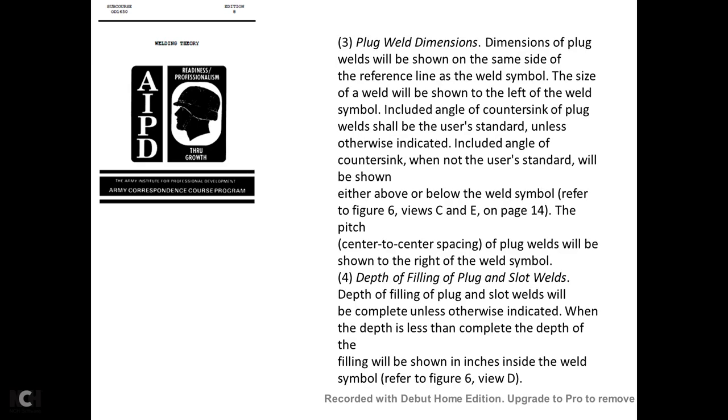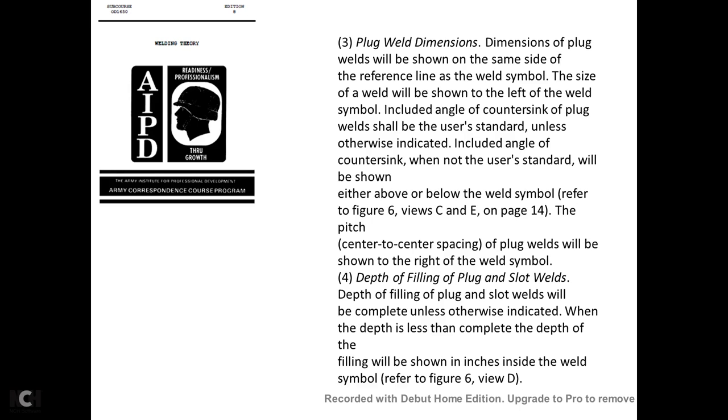Include the angle of the countersink of the plug. The welding should be used at the standard unless otherwise indicated, including the angle of countersink. If not using standards, the data will be shown either above or below the welding symbol. The pitch, the center spacing of the plug welds, will be shown at the right of the welding symbol.